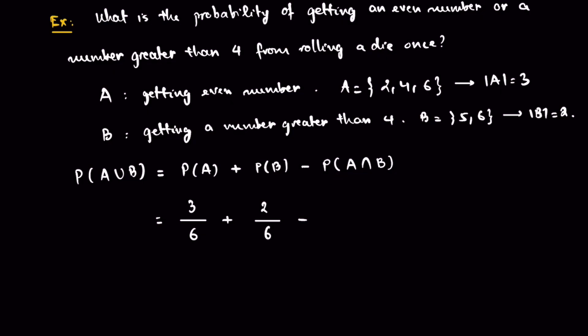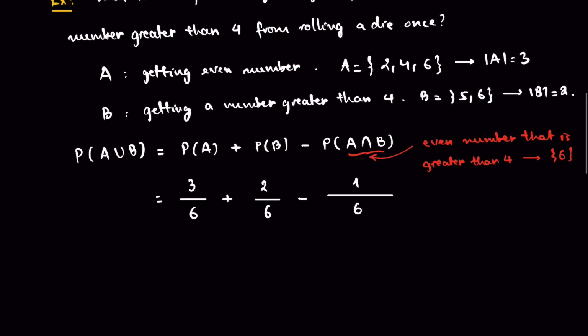And what about the probability of A intersect B? That means what is the probability of an even number that is greater than 4? What is the desirable outcome here? In this case, there's just one possibility, which is 6. So A intersect B means the even number that is greater than 4, and there is only one possibility, which is the element 6. So the probability of that happening is 1 out of 6 chances.